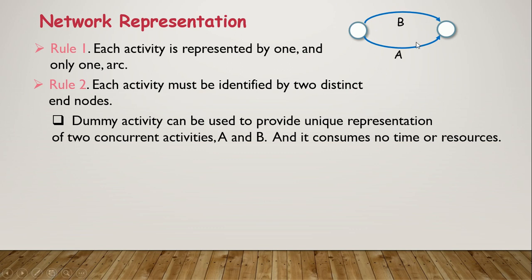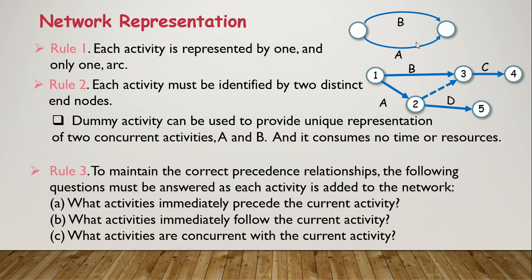No, it is not possible. Suppose there is a case where A and B can both be started simultaneously. But for C, to start C you must have completed activities A and B. To start D, you must have completed only A. Then by the first and second rules, we have to create a dummy activity from 2 to 3. It consumes no time and no resources. It is just for the network representation purpose.